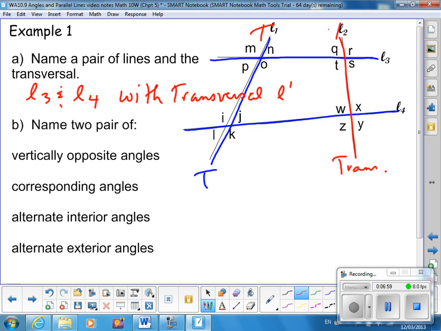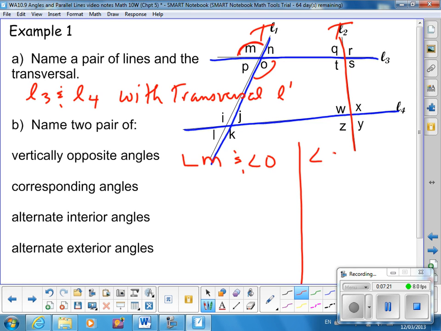So let's name some vertically opposite angles. I'm just going to move this up here. Vertically opposite means that they are across from each other. So vertically opposite: M, and right across from it is O. Angle M and angle O. We're going to do two sets over on this side, angle Q and angle S.